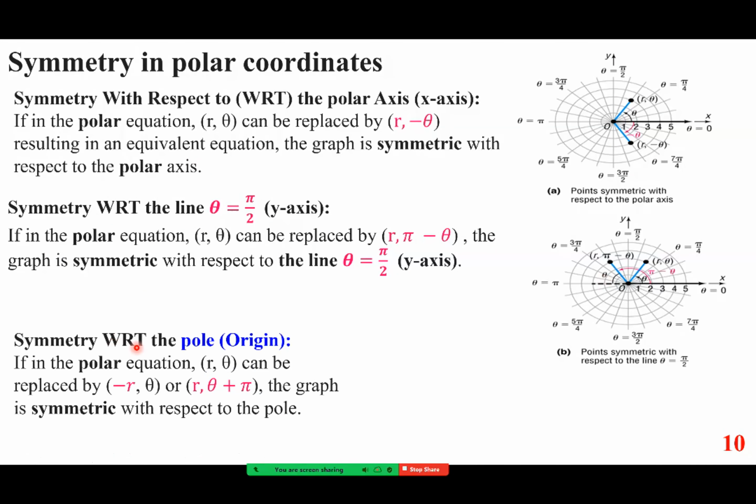Symmetric with respect to the pole or the origin. If in the polar equation r comma theta can be replaced by minus r comma theta or r comma theta plus pi, the graph is symmetric with respect to the pole, looking like that. So this is r comma theta, this one is minus r comma theta. That makes it symmetric with respect to the origin or the pole.